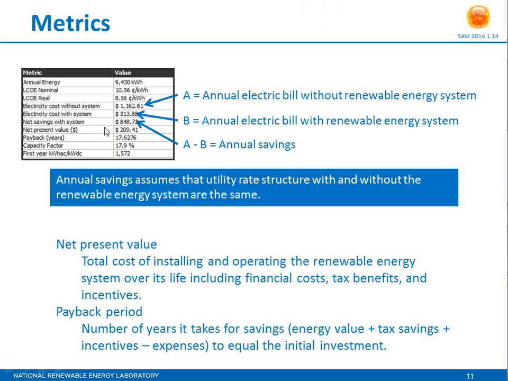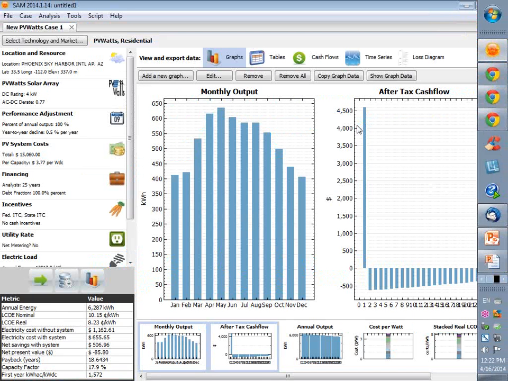This cost doesn't give us any information about the installation cost of the renewable energy system. Metrics like the net present value and payback period account for the cost of the renewable energy system. The net savings here is just A minus B. So the cost of electricity without the system minus the cost with the system is how much we save on an annual basis. Okay, let's jump back to SAM.